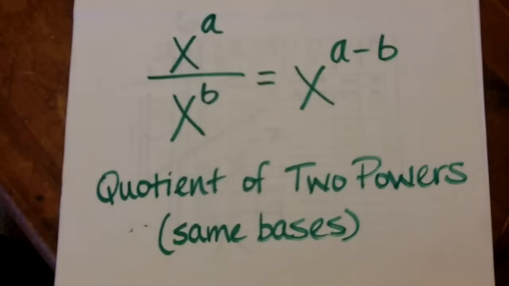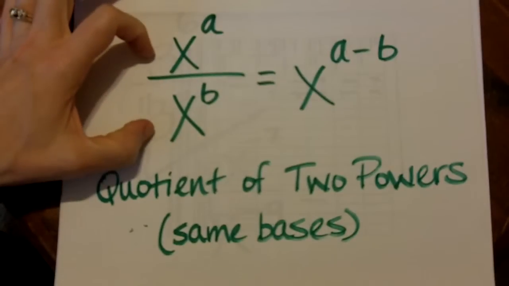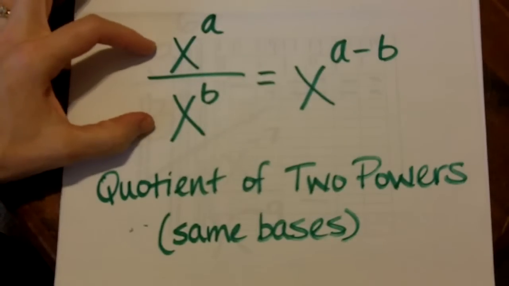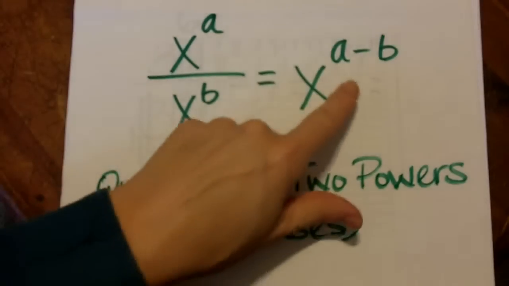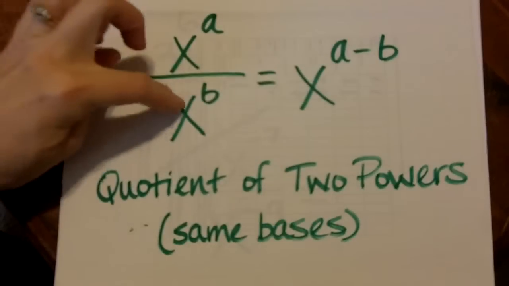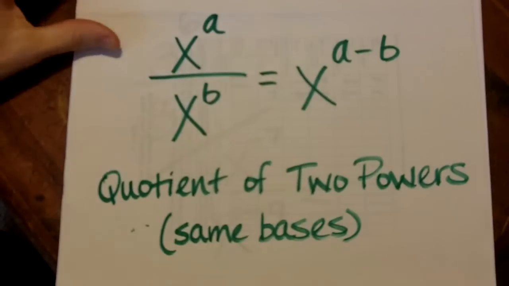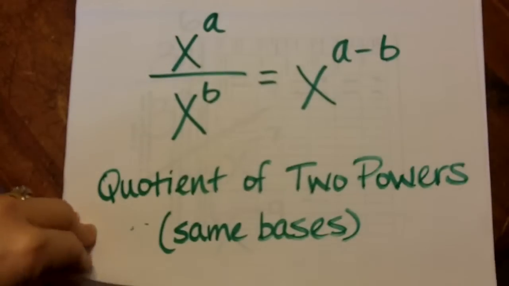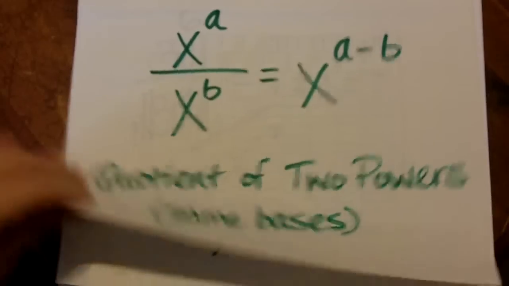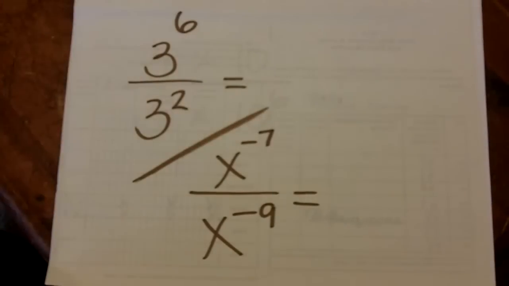The second law that we learned was called the quotient of two powers. Again, we have the same bases in a division problem this time. When we're dividing powers of the same bases, we simply subtract the denominator's power from the numerator's power. In other words, x to the a minus b. I'm sure I've made that much more complicated sounding than it really is. Notice they have the same base. You would get problems like this, okay?